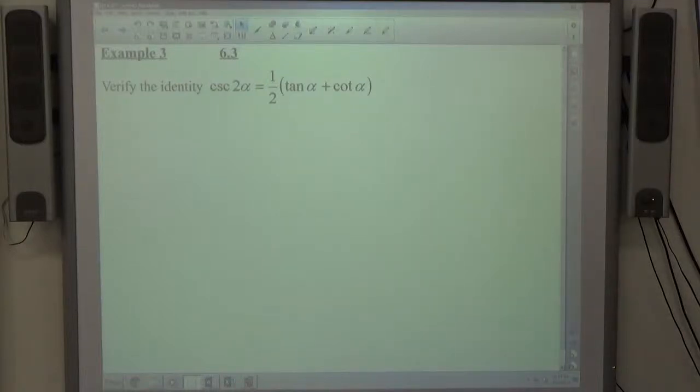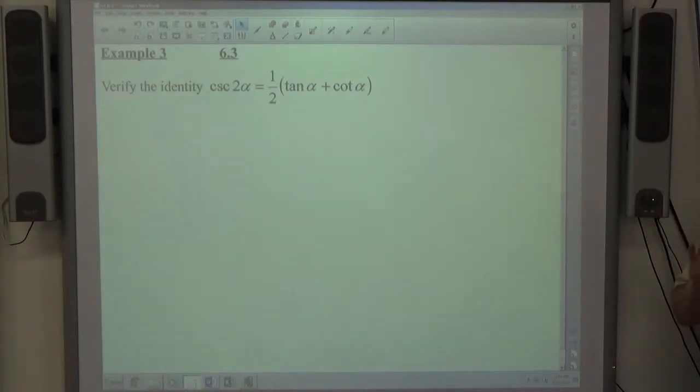Okay, our final example today: verify the identity cosecant of 2 alpha equals 1/2 of tangent of alpha plus cotangent of alpha. Again, we have this option, should I pick the right-hand side or the left-hand side? And again, I can go with either side and get the right answer. Let me just say that to begin with.